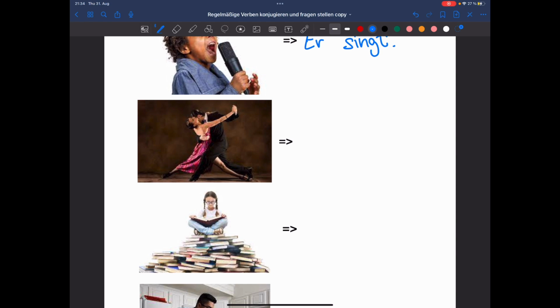Let's move on to the next one. This one, what are these guys doing? They're dancing. Okay, to dance in German is tanzen. How can you say, maybe let's use another personal pronoun. How about you guys? So you two. Ihr. Use the verb stem. Ihr tanzt. Perfekt, ihr tanzt.